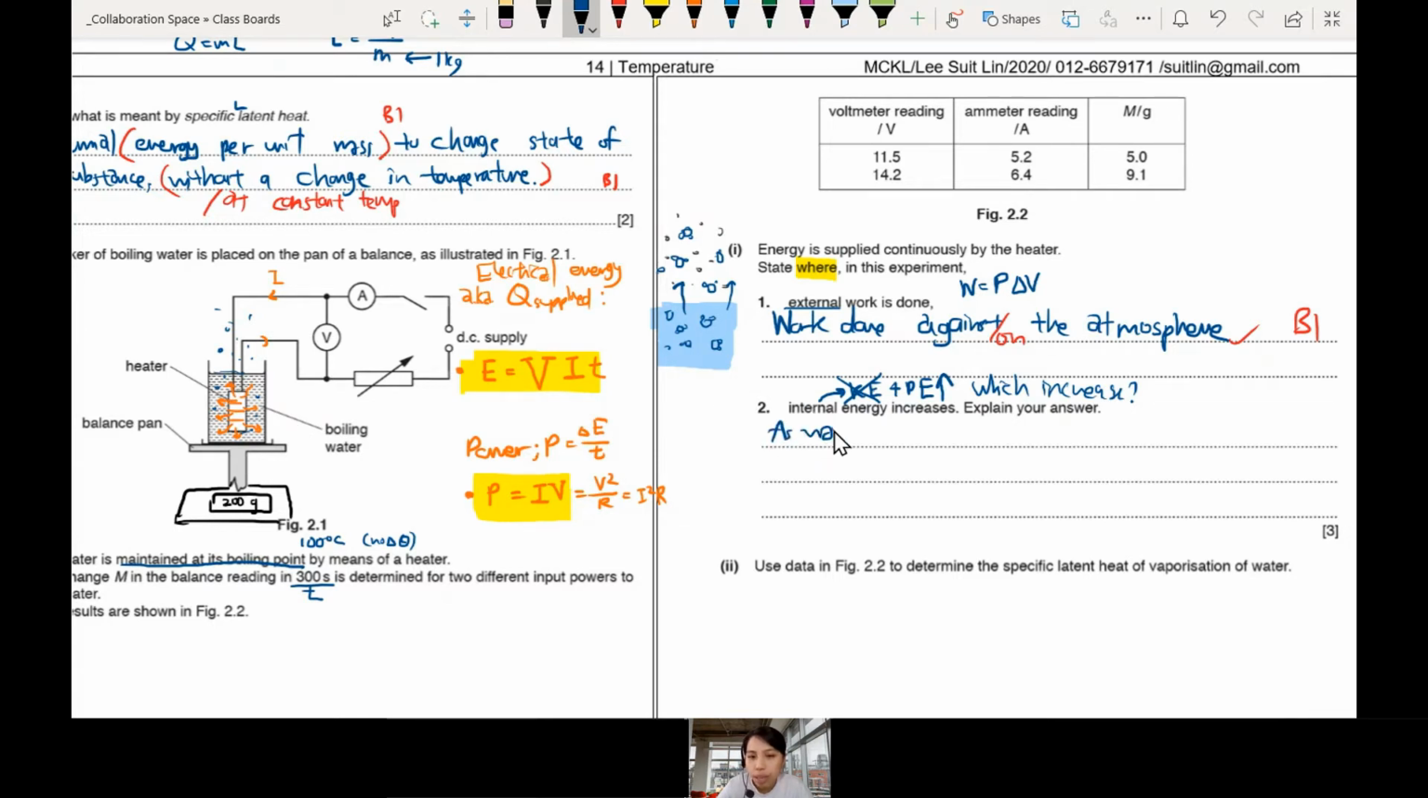As water is boiling and changes its state, or you can say changes from liquid to gas, the potential energy of the molecules increases, because they're getting further and further apart. Gas particles are very far away. Right? So what does that mean for internal energy? So internal energy of water increases.